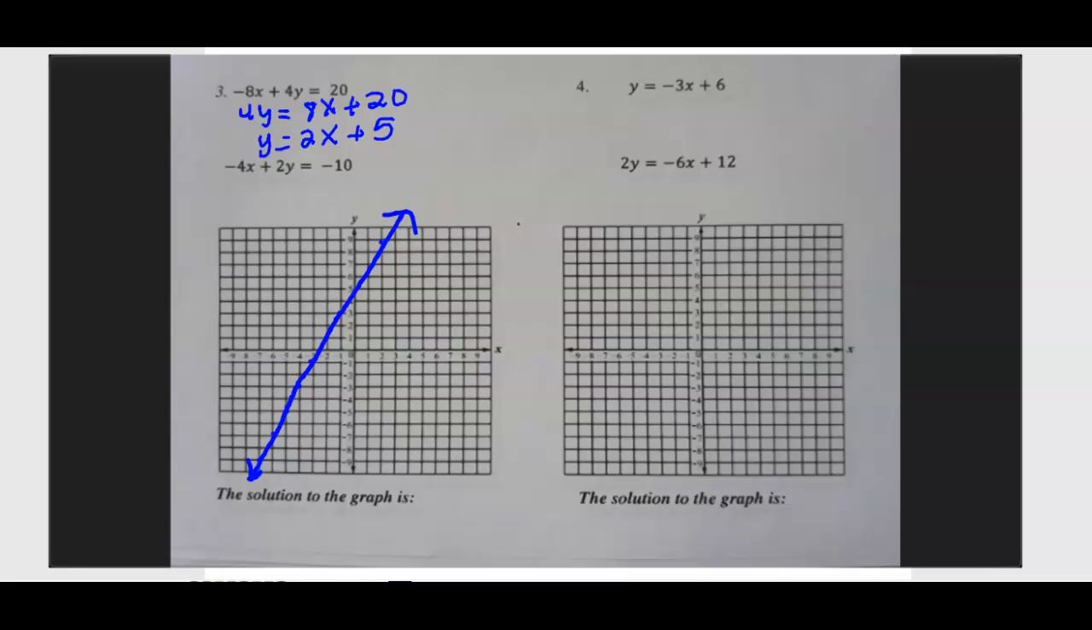Okay? And then we're going to do the same thing for the second equation. Add 4, divide by 2. So you get 2y equals positive 4x minus 10, or y equals 2x minus 5. So now my y-intercepts are different, but my slope is the same. So this goes through -5 and up 2 and over 1.